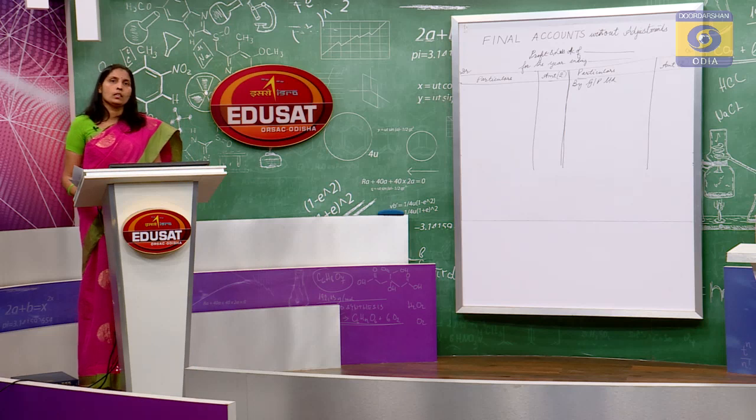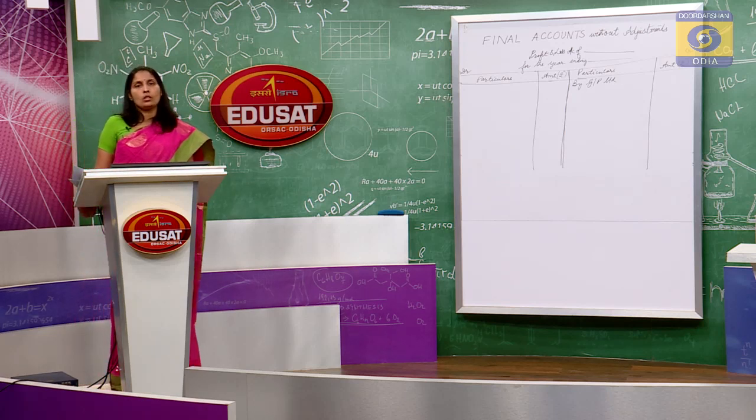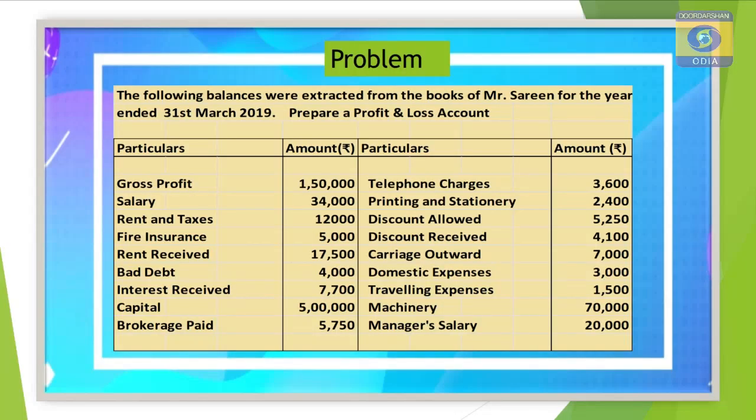Students, now we will take a look at a problem on the profit and loss account. So, let us go through the problem. The following balances were extracted from the books of Mr. Serene for the year ended 31st March 2019. You are asked to prepare a profit and loss account. So, you are given certain information.